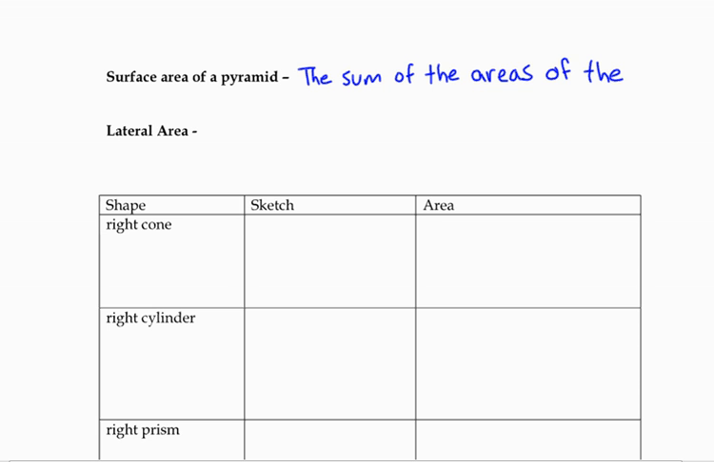Okay, the sum of the areas of the triangular faces and the base. That symbol and the base. Okay. So sometimes if we have a rectangular pyramid, then we're going to have 2 pairs of same triangles, or congruent triangles, 2 pairs. If you have a square, then all 4 are the same.